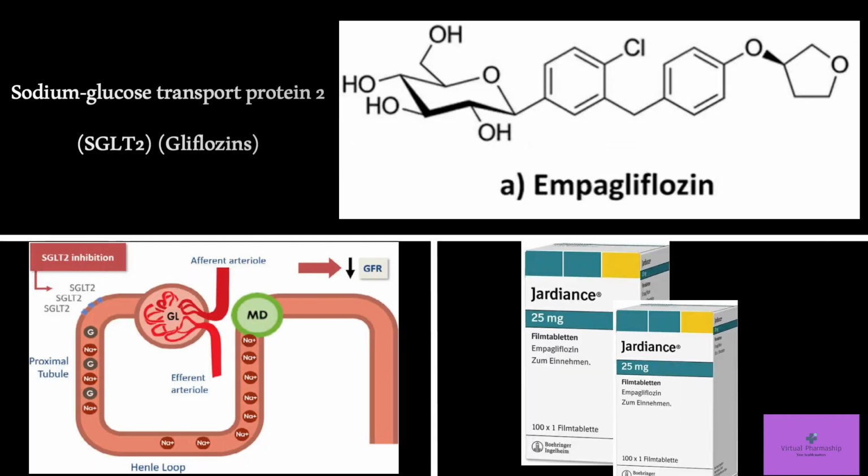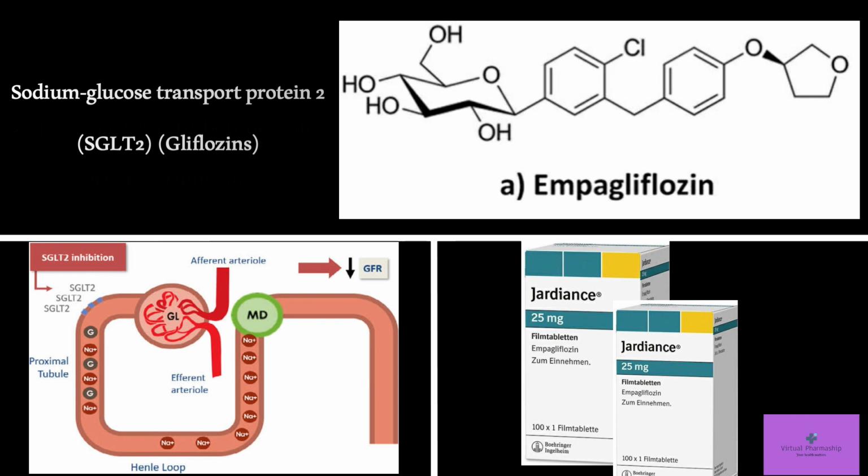Sodium glucose cotransporter protein subtype 2 inhibitors. All are C-glucoside derivatives. SGLT2 is a glucose transporter responsible for glucose reabsorption in the kidney, leading to excretion of glucose together with isoosmotic amount of water.